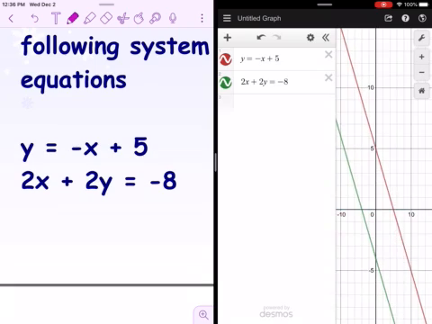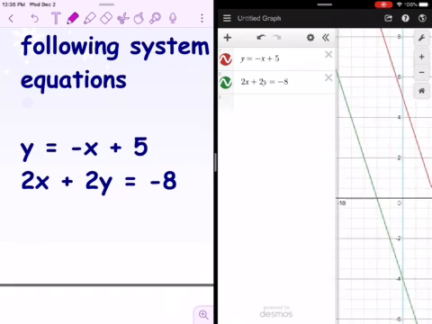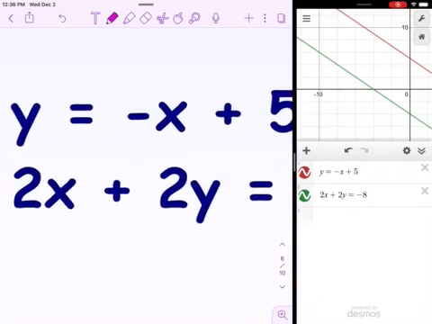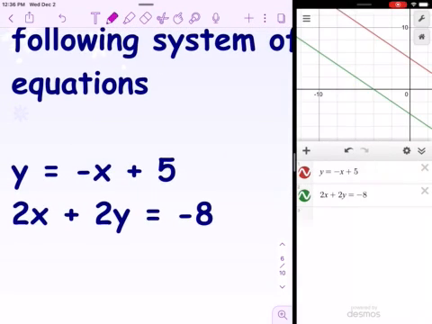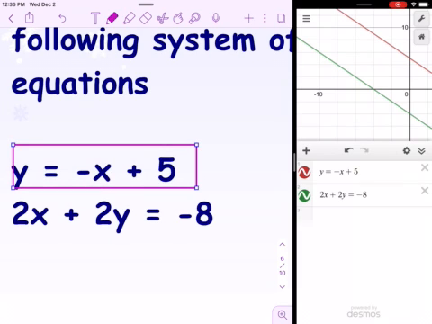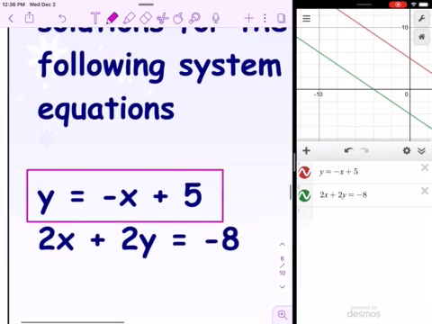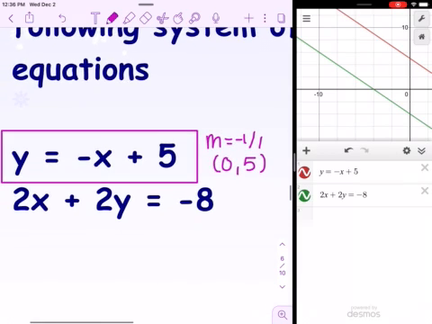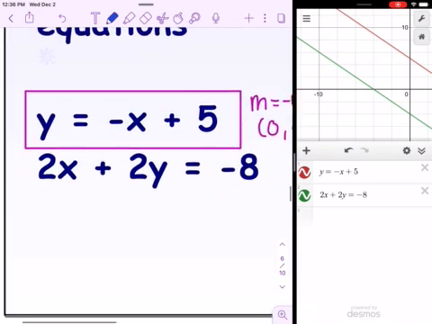Okay? So I'm guessing that this one is no solution. Now, to make sure, I'm going to put these into slope-intercept form so that we know, because we know parallel lines have the same slope. This first equation is already in slope-intercept form, so we already know that the slope is -1/1 because it's the number in front of the x. And our starting point is 0, 5.